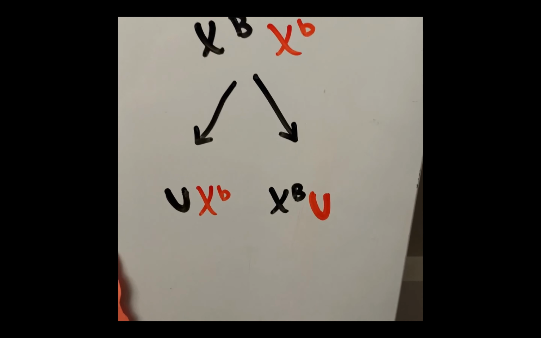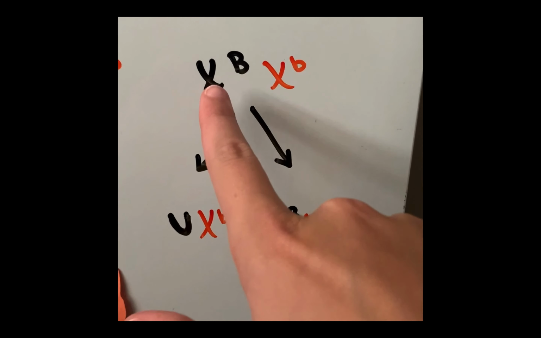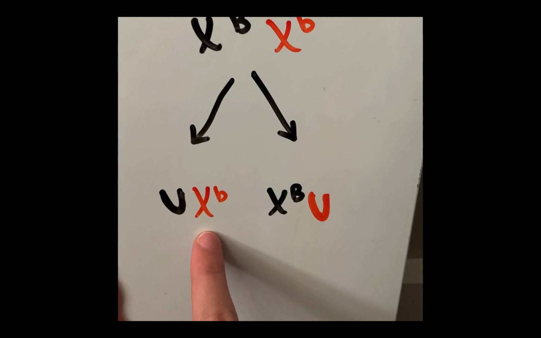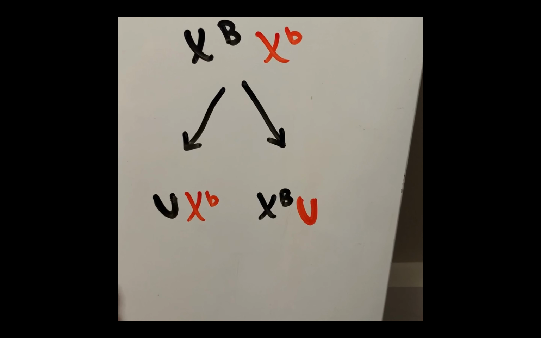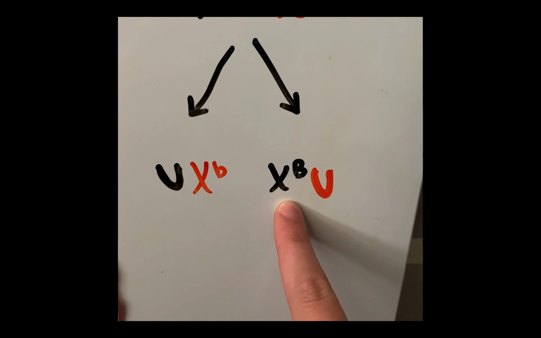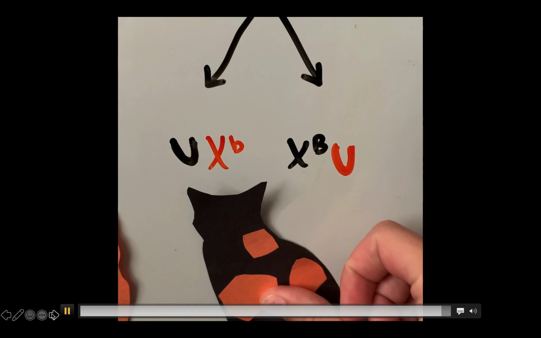For the tortoiseshell cat, it's heterozygous, meaning two different alleles. So the X chromosome with the black allele would inactivate and only show the orange color, and the X chromosome with the orange allele would inactivate and only produce the black color. So you end up with a cat with these spots.